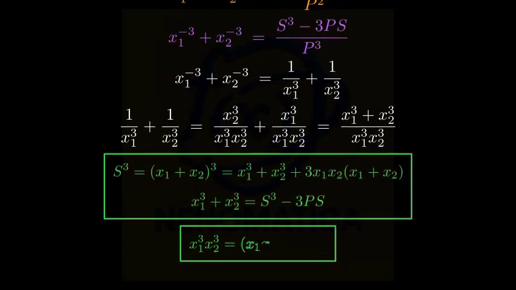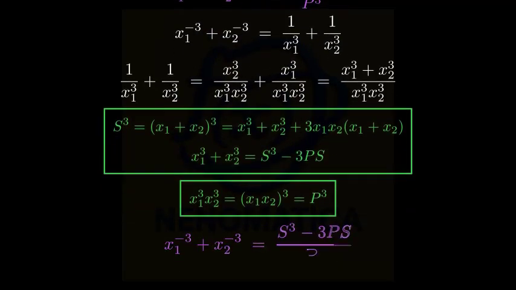The denominator x sub 1 cubed times x sub 2 cubed equals p cubed. Putting the numerator and denominator together gives the result for the second goal. The sum is s cubed minus 3ps all over p cubed.